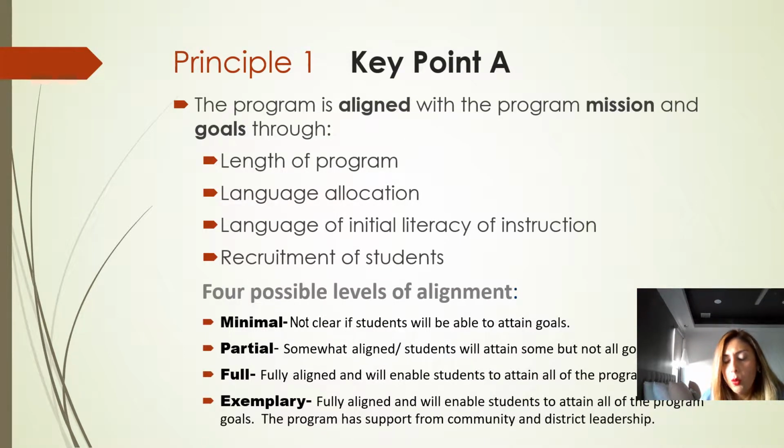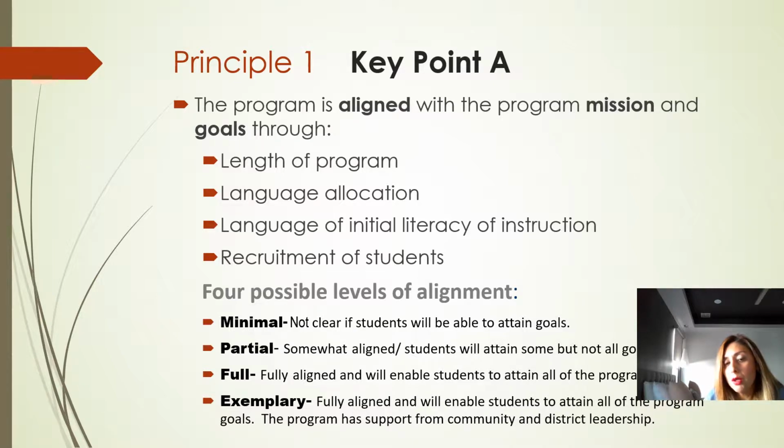Let us begin with Principle 1, Key Point A. The program is aligned with the program mission and goals through the length of the program, the language allocation, the language of initial literacy instruction, and the recruitment of students. If all of these characteristics of point A are implemented, then the program is aligned with the mission and goals. If it's minimal, it's not clear if students will be able to attain the goals of this key point.